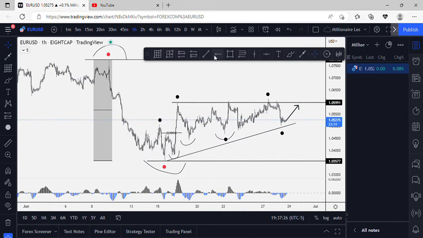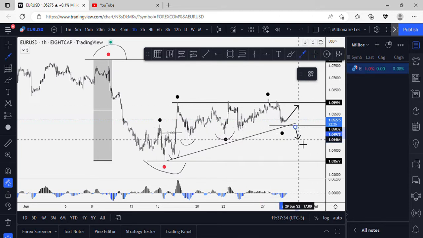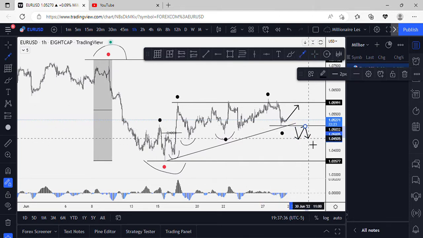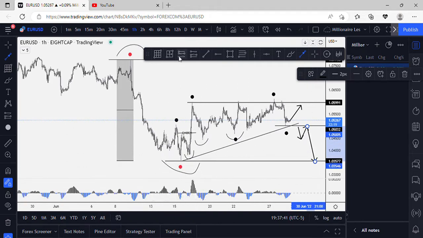Now, that's neither here or there, because if price decides that it wants to break this low, then there's a potential of the market coming down, retesting, and then coming down to aim for these lows right here. Major structure lows, right? So that is an indicator that I use to kind of help me with structure. Structure is extremely important, especially when it comes to trading.